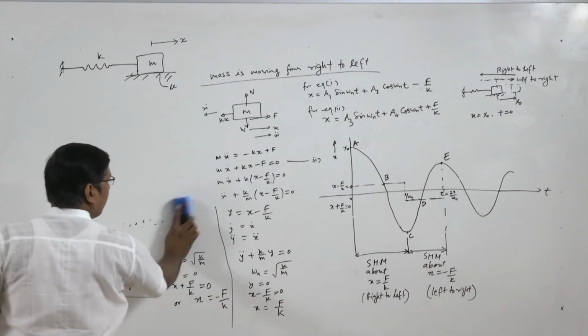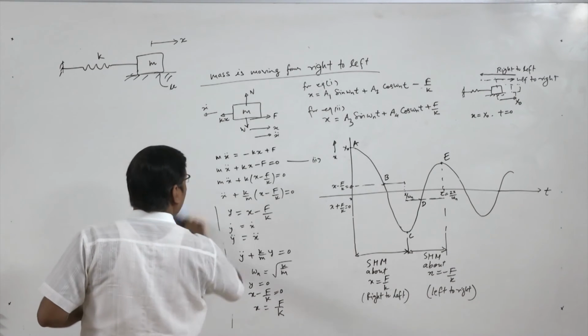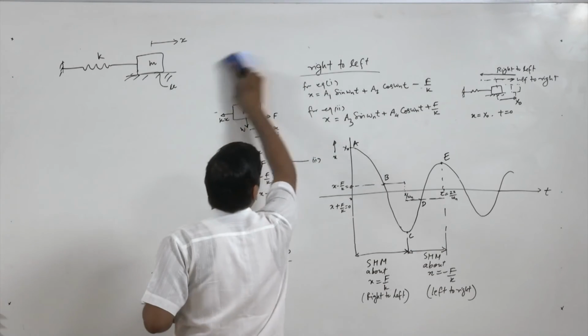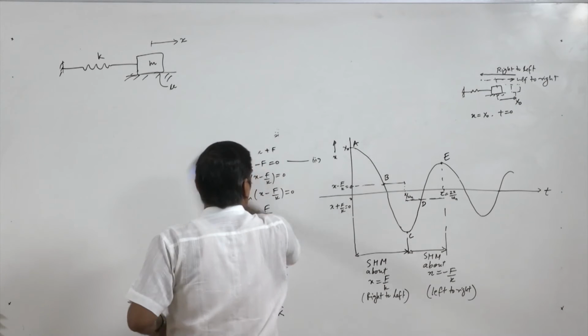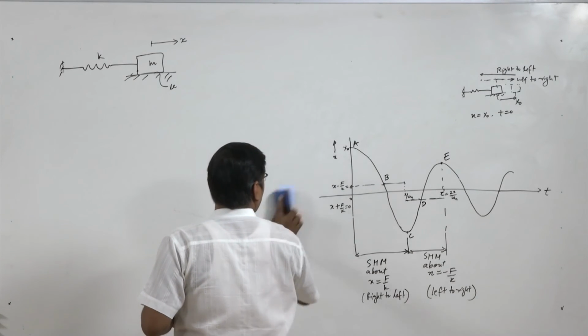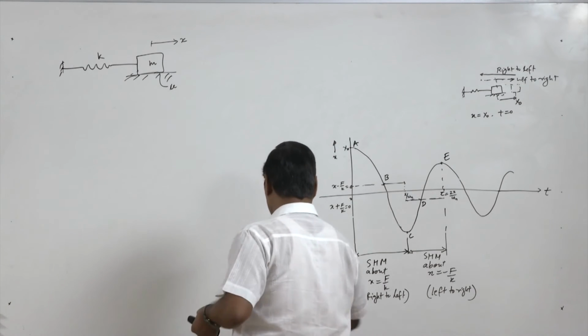We are interested to know the decay of the amplitude in one cycle. This is what we want to know. And how can we know this? Because we have the response, we can see here the response.